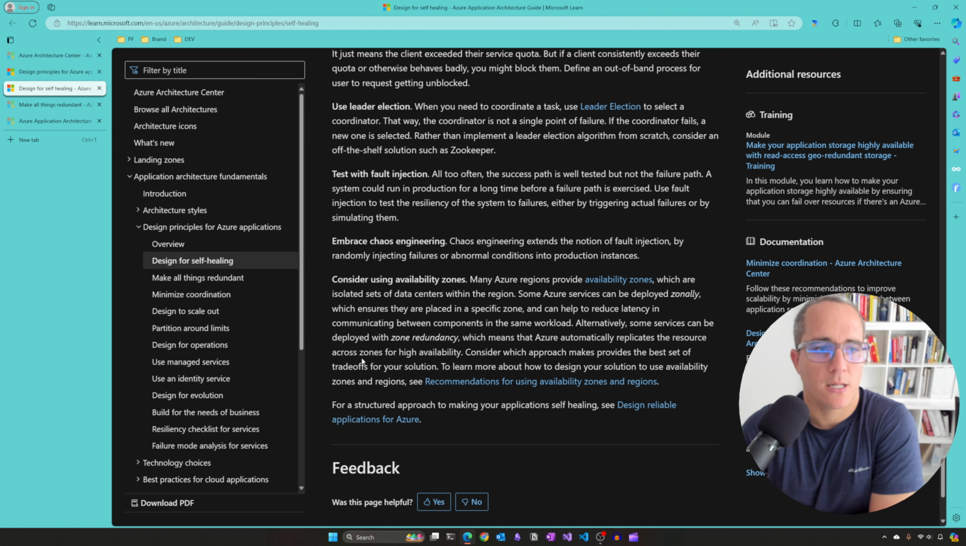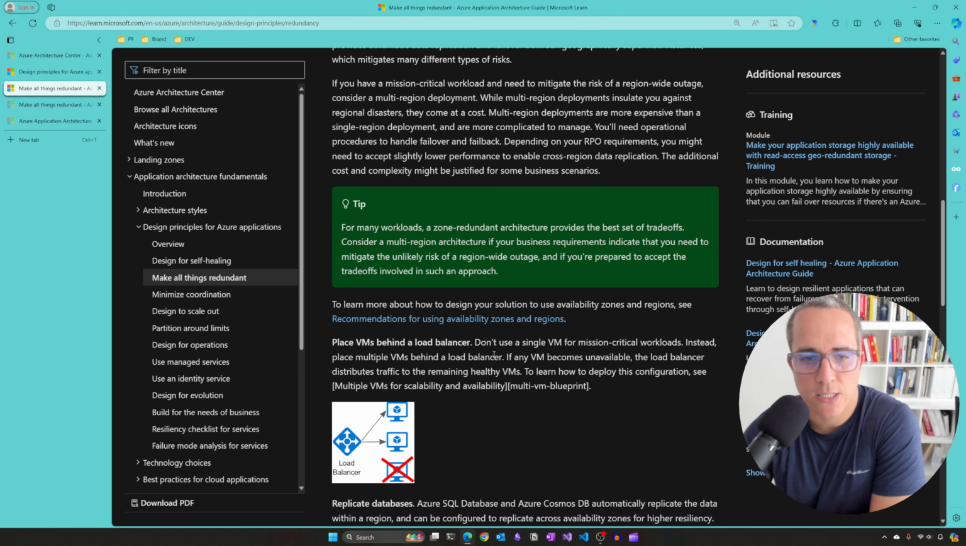The second point that we're going to talk about today in the design principles for Azure applications is redundancy. Redundancy is an important topic, and normally you can use load balancing for this, or create some redundant architecture, as it says here in the tip area, right? For many workloads, a redundant architecture provides the best set of trade-offs. Consider multi-region architecture if your business requirements indicate that you need to mitigate the unlikely risk of a region-wide outage, and if you are prepared to accept the trade-offs involved in such an application.